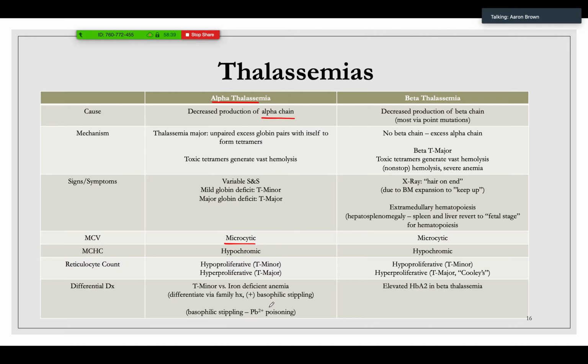And in beta thalassemia, decreased production of beta chain. There's only two types, thalassemia major and thalassemia minor. These tetramers are going to cause hemolysis. We get hair on end on the x-rays. We get hepatosplenomegaly, where the spleen and liver are being turned to make red blood cells. Microcytic and elevated HbA2. Great.